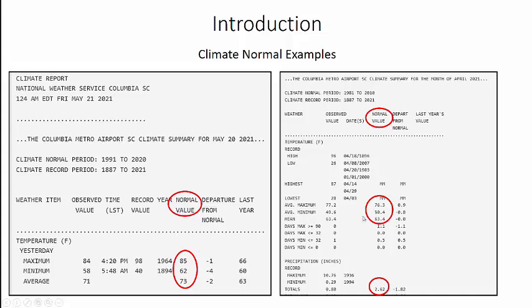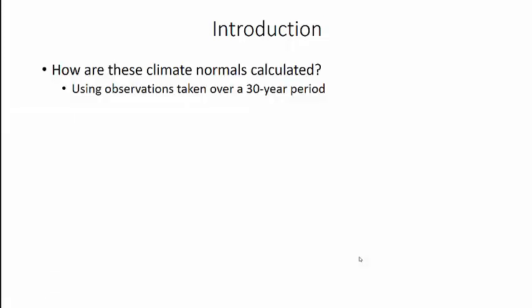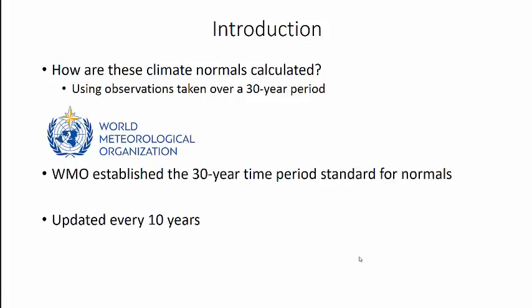And where do these normals come from? Like the normal average temperature for a month, or the normal amount of precipitation that we typically get in that month. Where do they come from? They're calculated by using actual weather observations that are taken over a 30-year period of time.